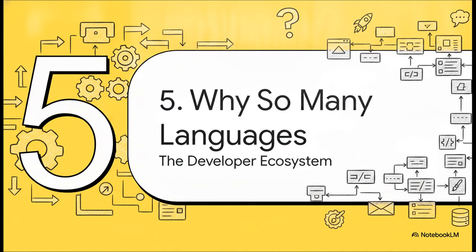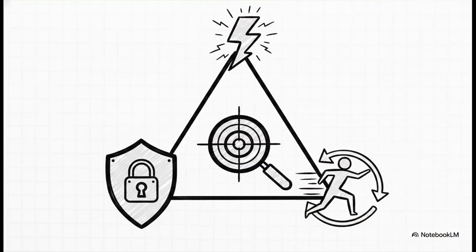Which brings us to the climax of our explainer. Section 5. Why so many languages? The reason for the ecosystem. We've seen the mechanics, the abstractions, the paradigms, which raises the ultimate question. If one method is best, why on earth do we have hundreds of active programming languages? Well, because no single language wins at everything. Speed, safety, and developer iteration are fundamental trade-offs.